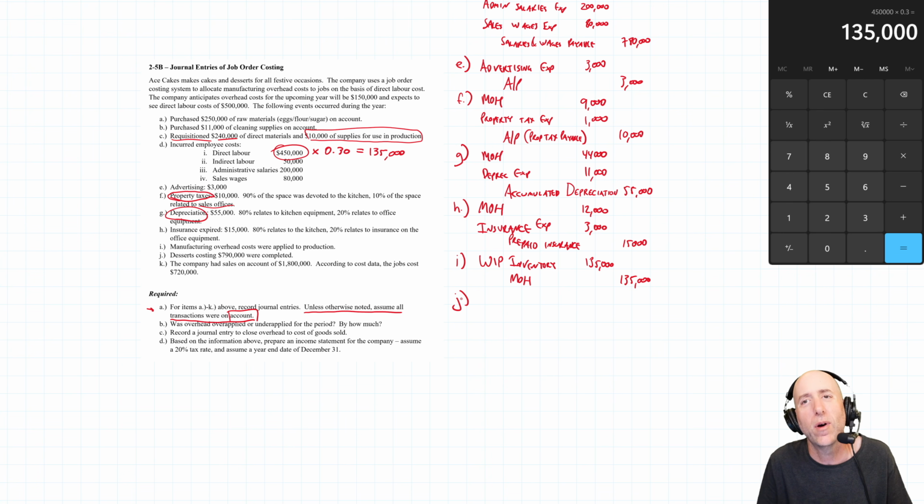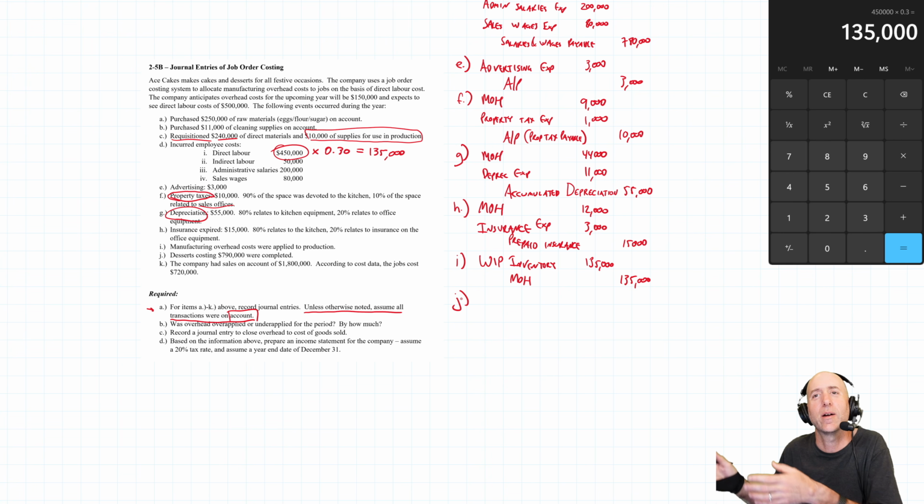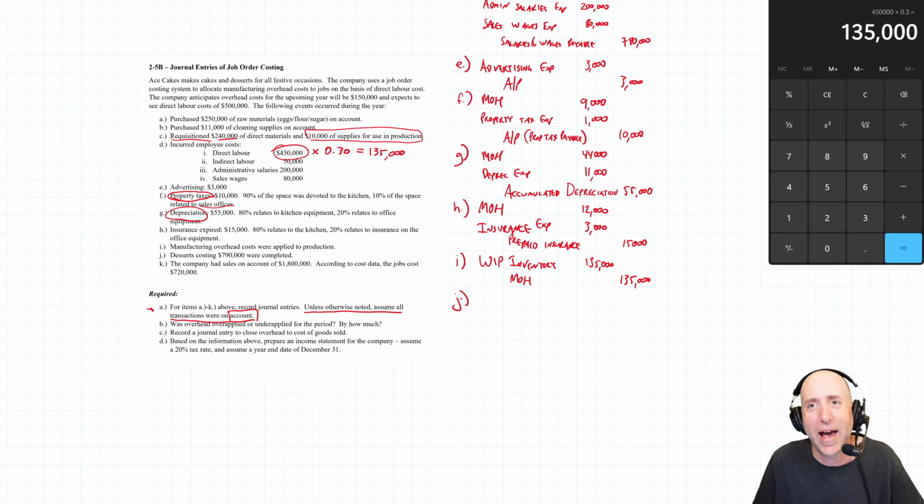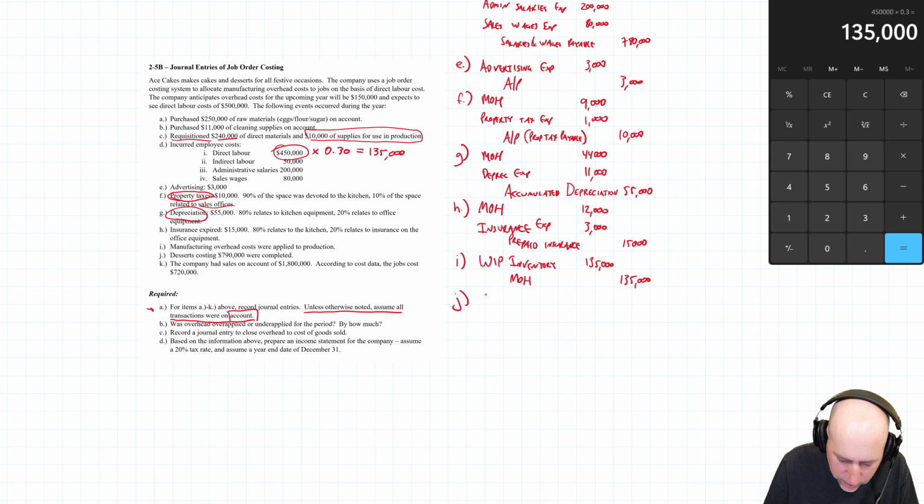This is saying they're not WIP anymore, right? We were not sitting there with hundreds and hundreds of thousands of dollars of cake batter uncooked and going rotten. No, we cooked the cake. We finished the goods. So it's no longer WIP. It is a finished goods inventory. So debit finished goods inventory.